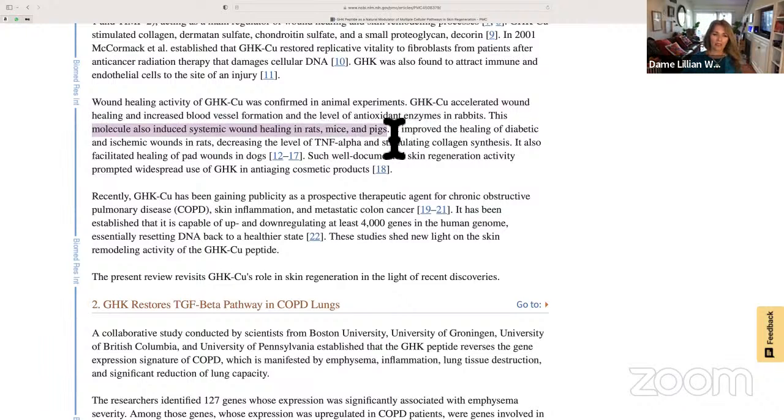So what does that mean when you hear about something working systemically, when you have systemic wound healing? Let's just, it talks about rats, mice, and pigs. So let's take the rat, for example. Let's say this rat had heart issues. It had some sort of disease, some sort of trauma, some sort of injury. It had some sort of cellular damage to its heart, which means it's going to have cardiovascular issues.